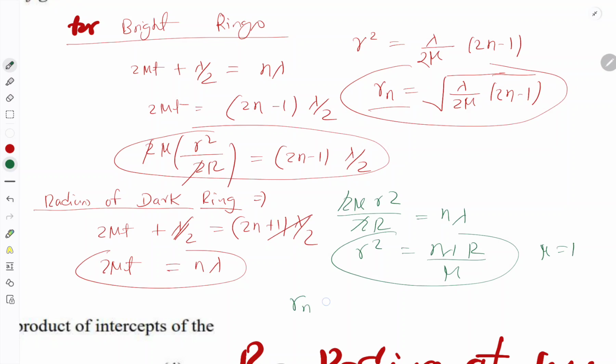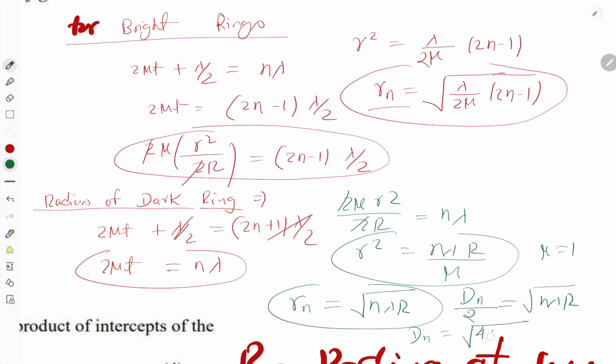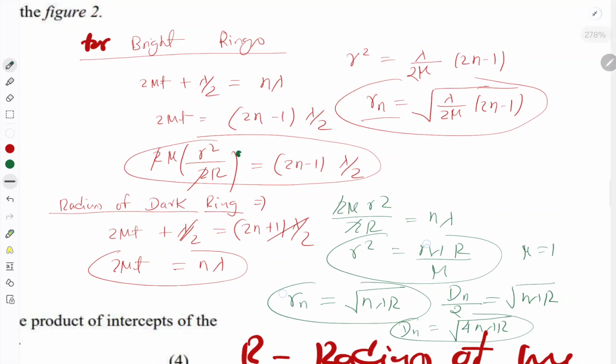So the radius of nth dark ring is how much? Under root n lambda R. So radius is half of the diameter, so you can see D by 2 is equal to under root n lambda R. Once you solve it, what do you get? The diameter is nothing but under root 4n lambda R. So this is the diameter of the nth dark ring in Newton's ring experiment. Okay, so everyone, I hope you understood.